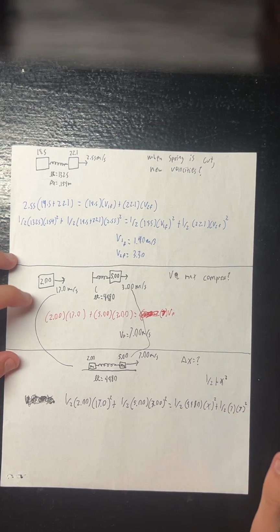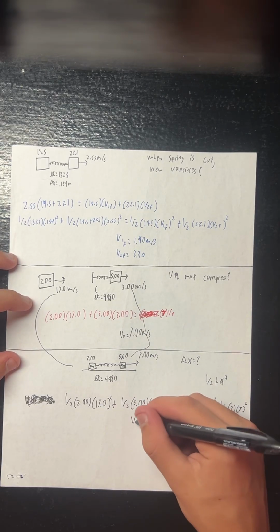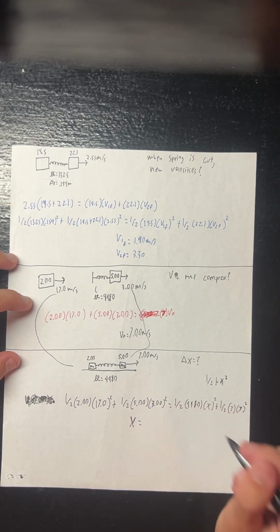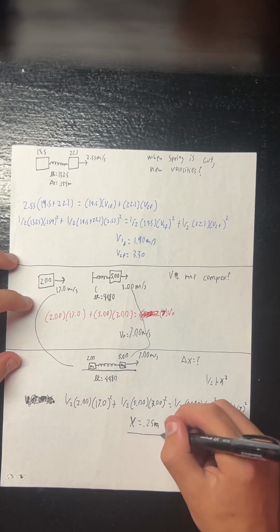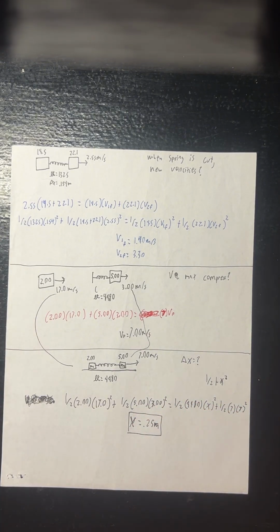So we can do that. Then we have one variable, numeric solver, and our x comes out to 0.25 meters. So pretty much you have to set up the kinetic energies and equate them to each other for a question like that.